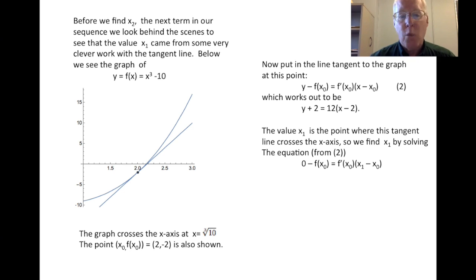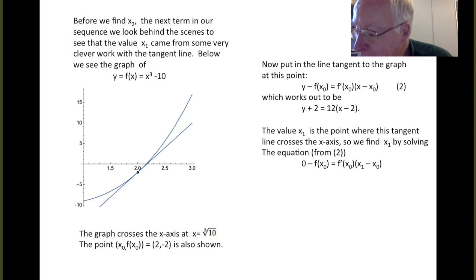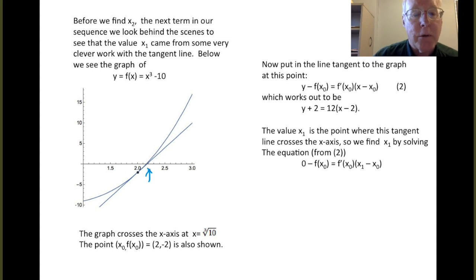Now, the value x1 is the point where this tangent line crosses the x-axis. So in this picture, we can see x1. Well, can't really see it. It's pretty close, but it's right about there, right where the tangent line crosses the x-axis. Now, when that happens, the y value of the tangent line is 0. So we put 0 in for y in the tangent line equation here, and solve for the x value, which again we're calling x1. That's x1 there. And so we end up solving this equation.